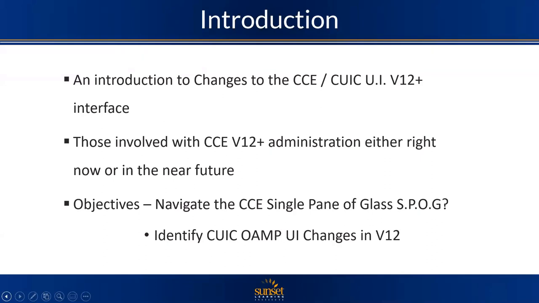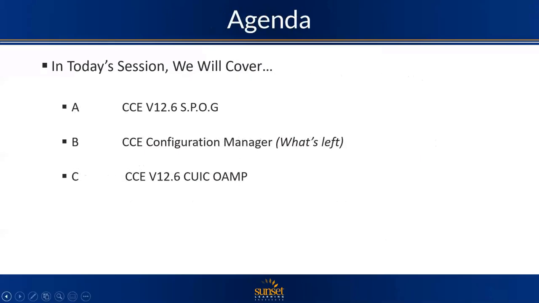So as I say, this is an introduction to the changes of the UI primarily. We'll look at both CCE and CUIC. We're looking at a 12.6 version. 12.5 had some glitches in it, I believe. I think most of those have been ironed out with 12.6. So anyone involved with V12 administration, either now or you're moving to it, will probably get something out of this. We're not going to dig down into configuration techniques and things like that. That's going to be the subject of future tech talks. This just being, I guess, the introductory version.